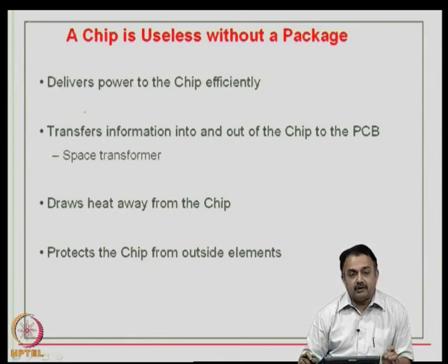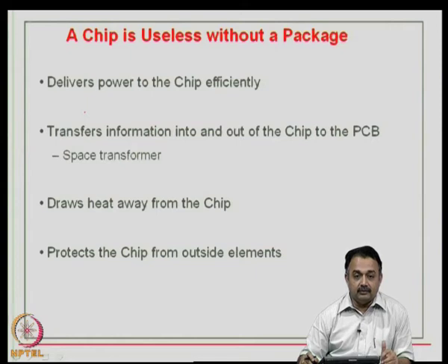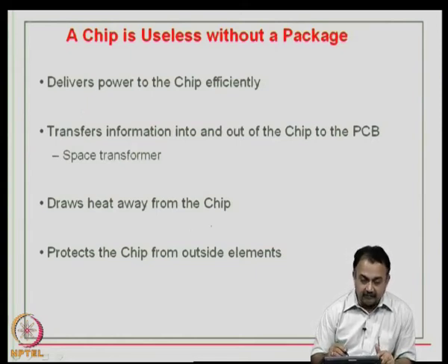You can utilize a space transformer from the die to the package, like a BGA or a QFP or a J-bend lead frame and so on. So, it transfers information into and out of the chip to the system level printed wiring board or the printed circuit board, and draws heat away from the chip.